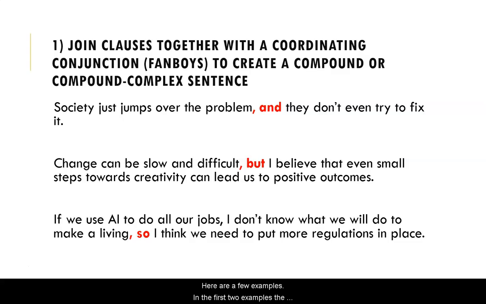In the first 2 examples, the comma and conjunction are connecting 2 independent clauses to form a compound sentence. In the final example, they are connecting the complex sentence, if we use AI to do all our jobs, I don't know what we'll do to make a living, to the simple sentence, I think we need to put more regulations in place, to form a compound complex sentence.